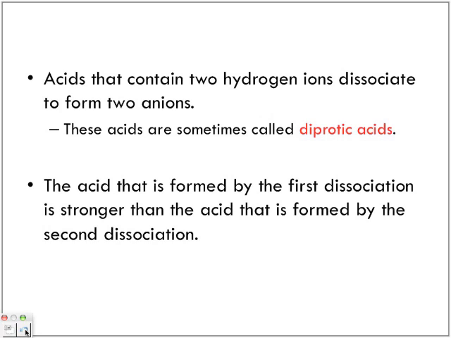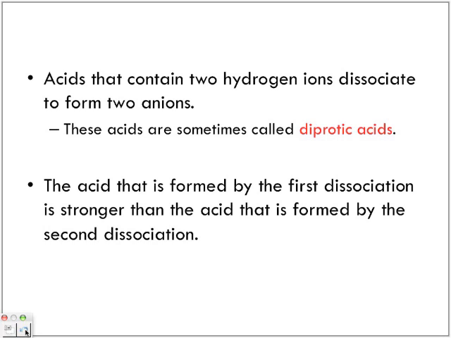Acids that contain 2 hydrogen ions dissociate to form 2 anions. These acids are sometimes called diprotic acids. We've got monoprotic because it can give off 1 proton, and diprotic because it can give off 2 protons. Sulfuric acid is one example, and carbonic acid is another. Anytime you see H2 in the formula for an acid, it can give off those 2 hydrogen protons.